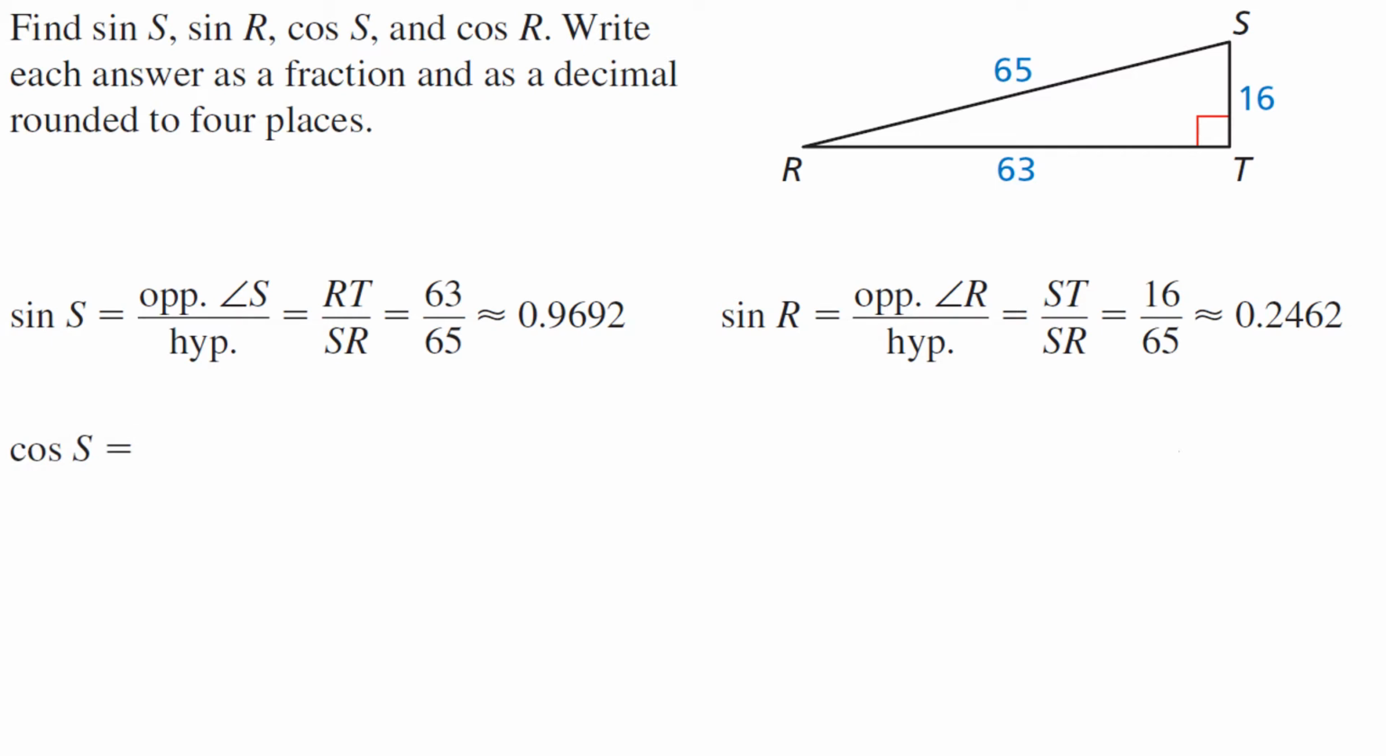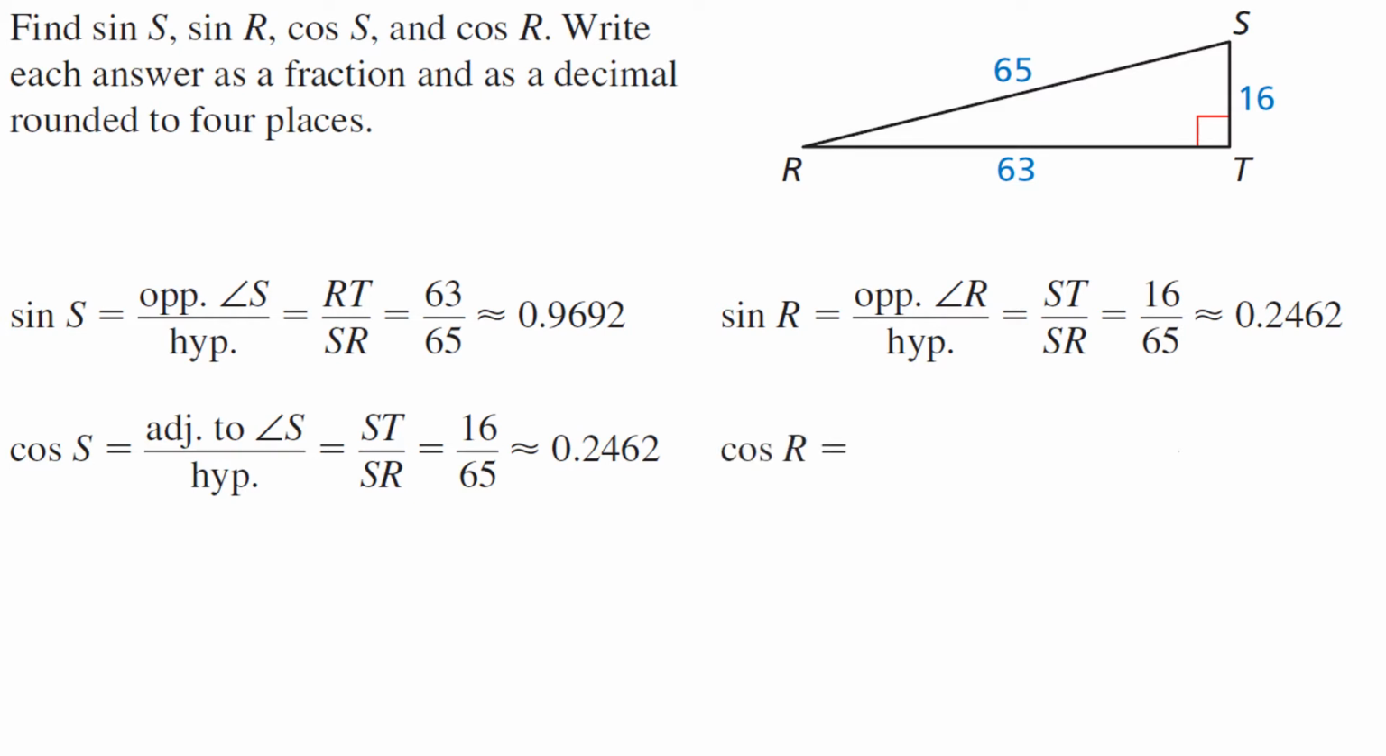Cosine of angle S. Now I need adjacent over hypotenuse. In this case, 16 over 65. That's an exact answer. I can do a decimal approximation. Cosine of angle R. Now I'll need adjacent over hypotenuse. Adjacent to R is the 63. Hypotenuse is still 65. And again, I can do a decimal approximation.